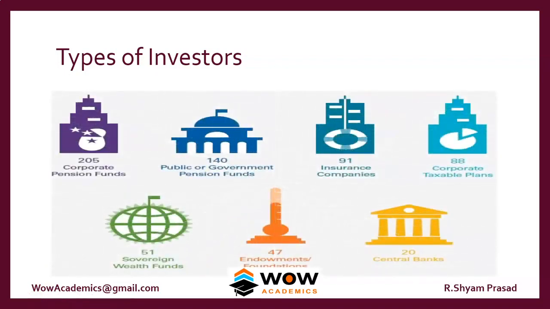See, there are so many types of investors against you. You have pension funds, government pension funds, insurance companies, corporate tax plans, sovereign wealth funds, endowment funds, central banks. All these are shareholders or investors in the stock market, and all of them are trying to make money from it. As the market is a perfect market, with so many people analyzing, we can't have an edge over these investors.